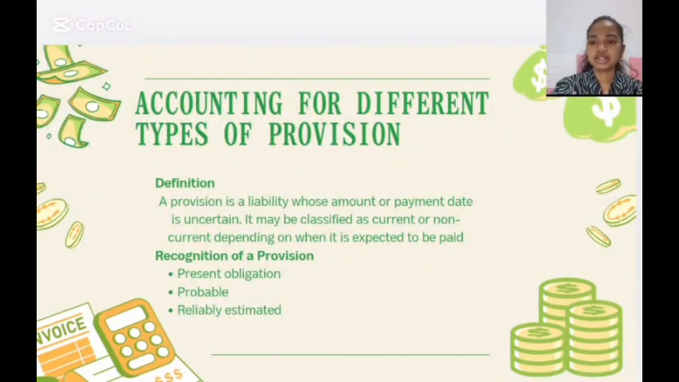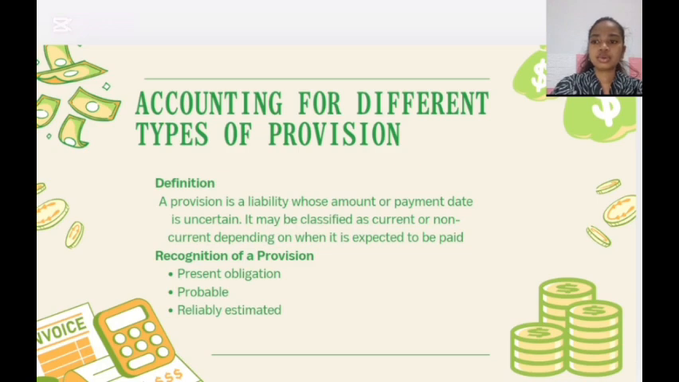For the next part, we are going to talk about the accounting for different types of provisions. So, what is a provision first? It is a liability whose amount or payment date is uncertain, and it may be classified as current or non-current depending on when it is expected to be paid.